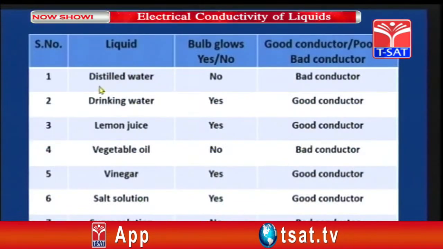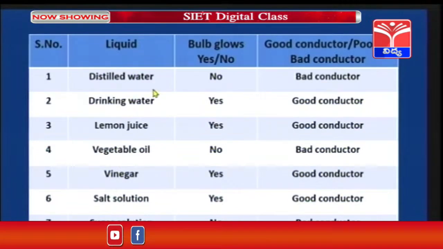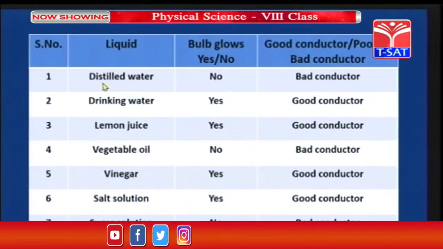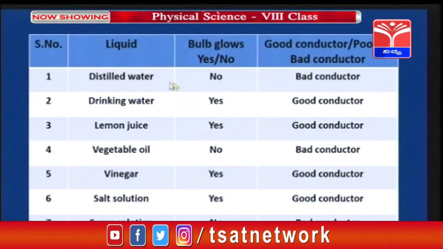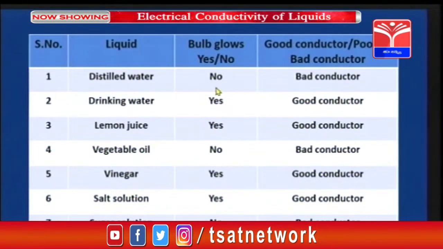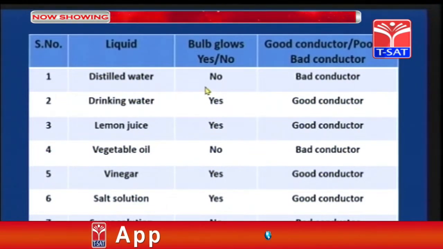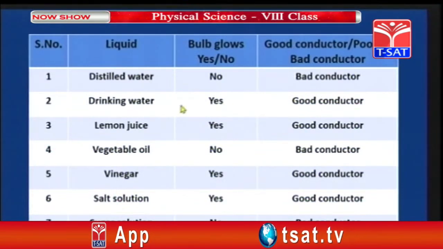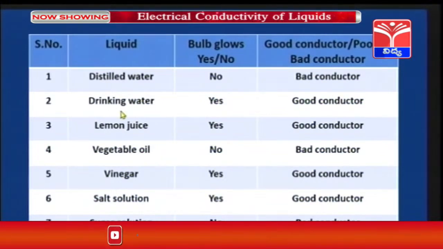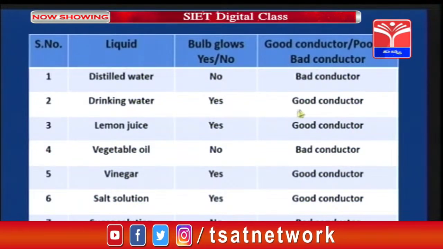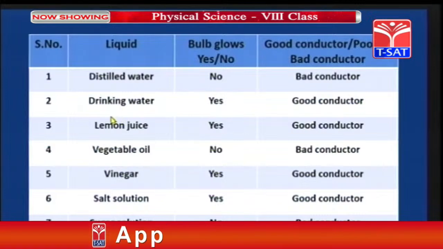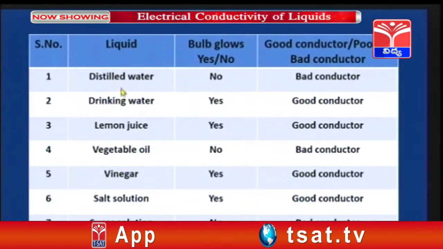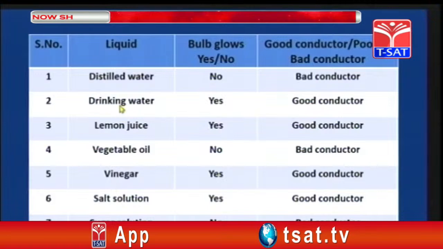The first thing we used was the distilled water. Distilled water is pure water, children. All the minerals are removed from this. We have seen that the bulb does not glow when distilled water is used, which means distilled water is a bad conductor of electricity. Then we have taken drinking water. Yes, the bulb has glown here, which means it is a good conductor of electricity, or we can always use the tap water also. So, children, we can see here distilled water and drinking water are different.